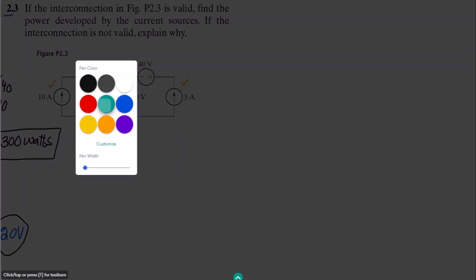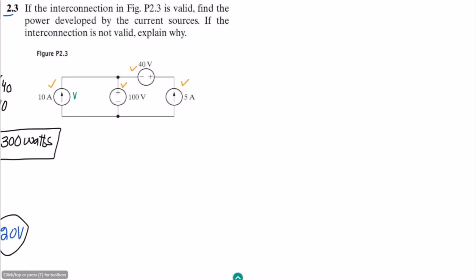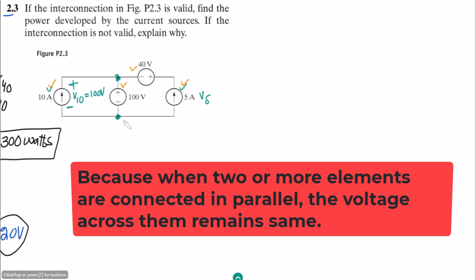After it we have to find what? We have to find this V10 and V5 as well to find the power developed by this source and this source as well. So this V10, we can see that this is in parallel with this 100-volt source, so the polarity of it will be the same as that of this one, and the voltage across this one will be the same as that of this source.